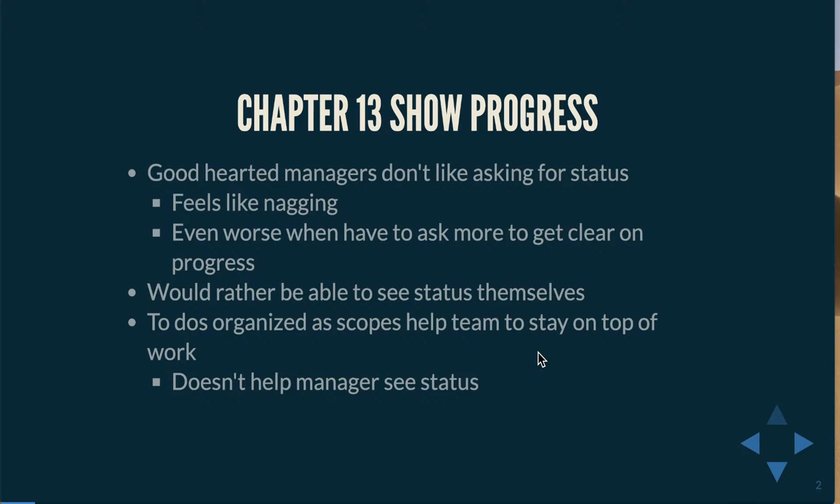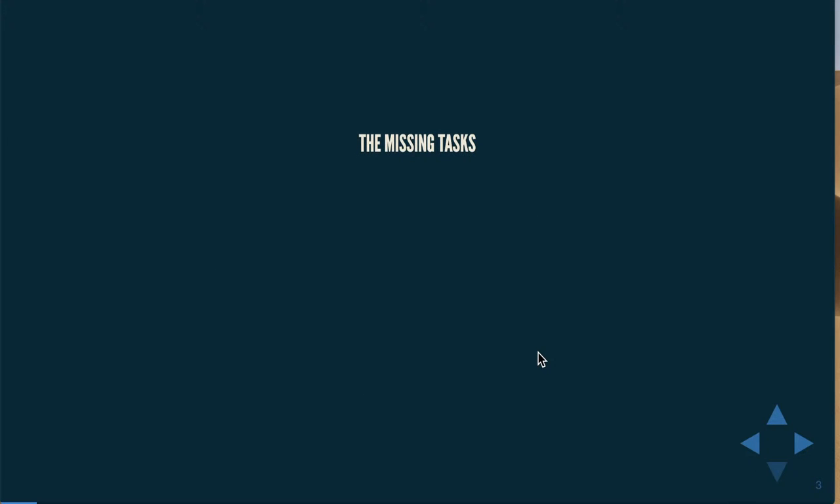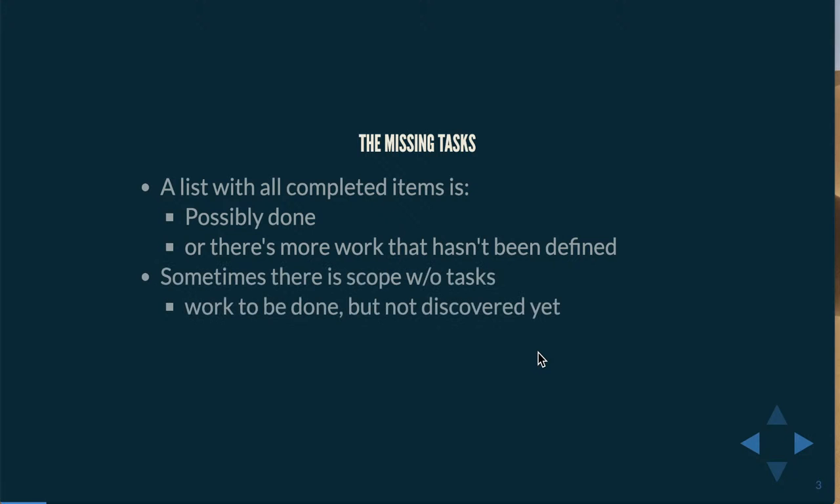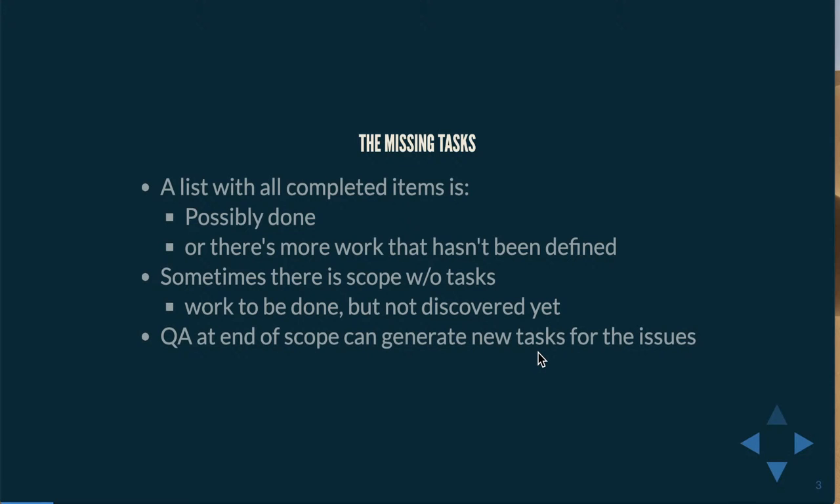Now to-dos, especially in Shape Up, are organized as scopes. It does help the team stay on top of the work, but doesn't necessarily help the manager see status. This is because there are missing tasks. You can have a list with completed items, and perhaps that list is all done, or perhaps there's more work that hasn't been defined. Sometimes there is a scope, but it doesn't have any tasks yet. So there's work to be done, but we haven't discovered it. For Basecamp, QA at the end of the scope can also generate new tasks for the issue.